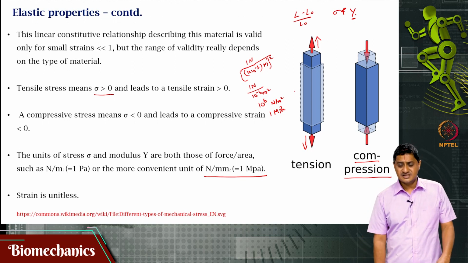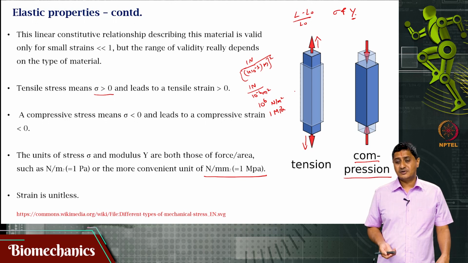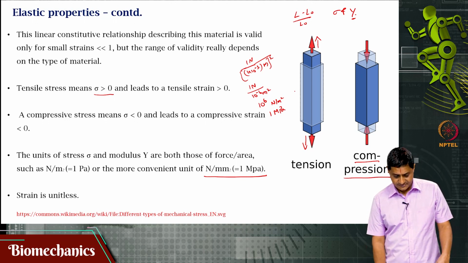Okay. Strain itself is unitless because L minus L naught has a unit of meter, L naught has a unit of meter, and because it is a ratio of L minus L naught to L naught, it will be dimensionless. Okay.